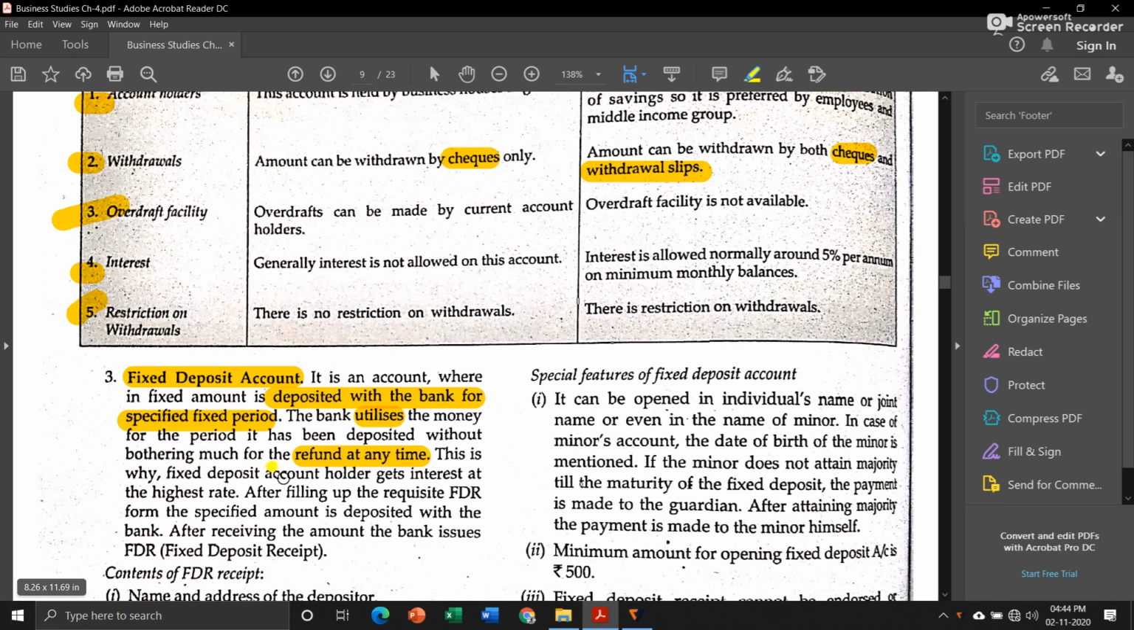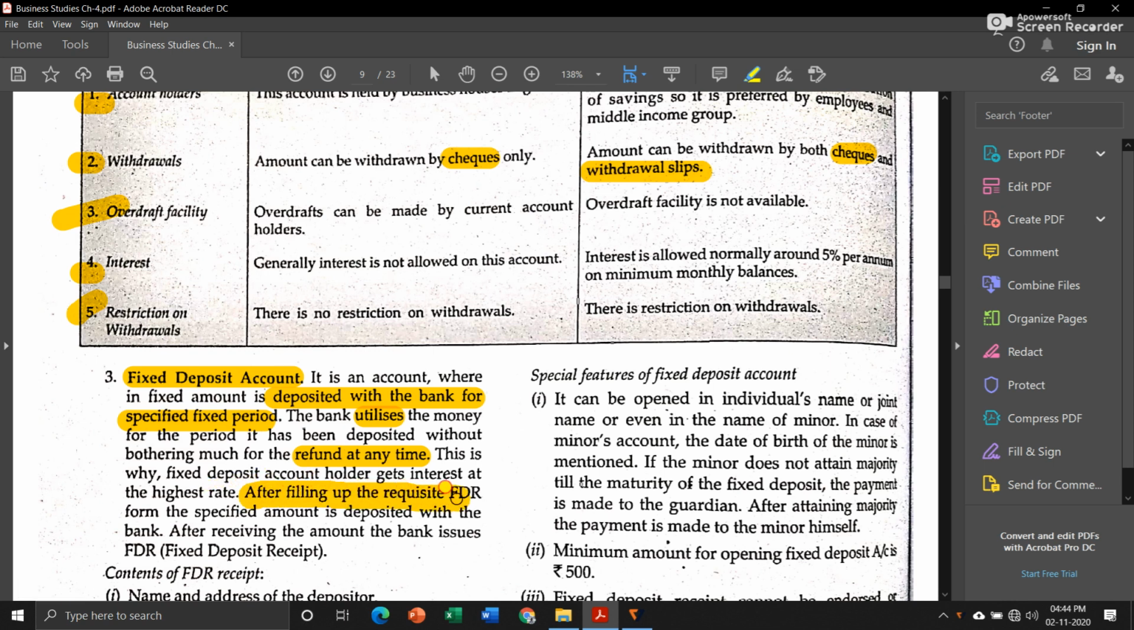This is why a fixed deposit account holder gets interest at the highest rate, because your money will be kept at the bank for a fixed period of time, and within that fixed period of time you cannot withdraw any money. So that is why a fixed deposit account holder gets much higher interest than a savings bank account holder.